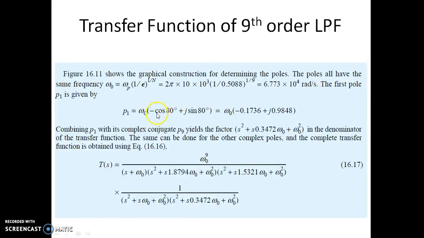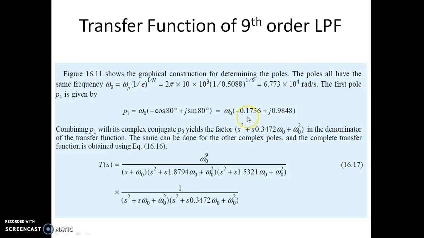The real value is on the left hand side, it is omega naught into minus cos 80 degrees, and the imaginary value is plus j sine 80 degrees. So by using the adjacent and the opposite sides, we can locate the position of P1, its real value and imaginary value. So P1 is located at minus 0.1736 plus j 0.9848. So this is the location of your P1.